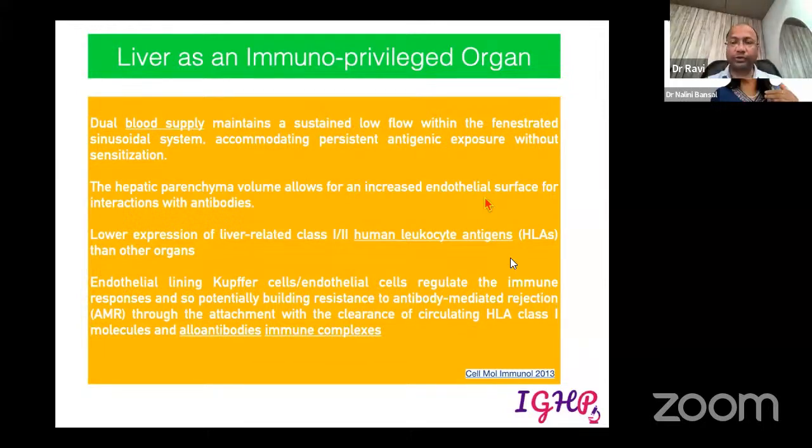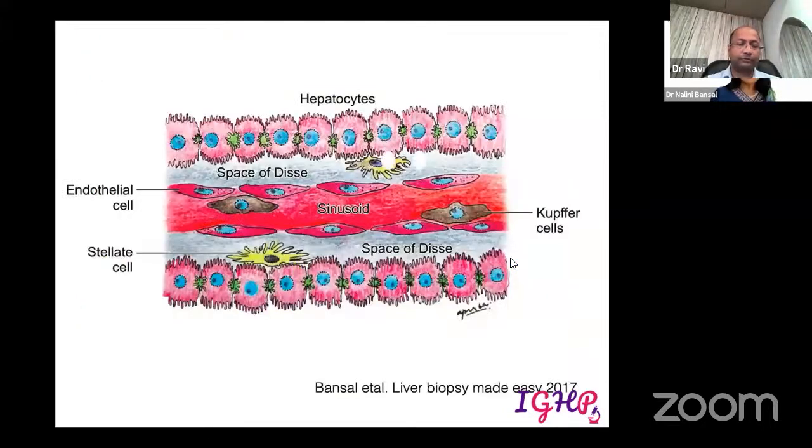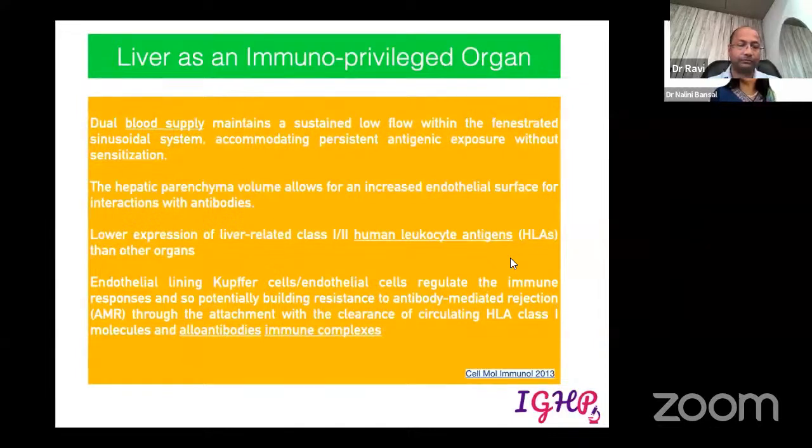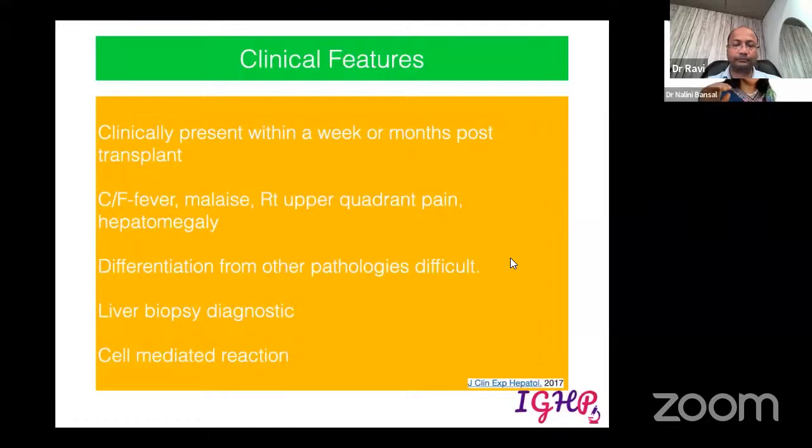So that's why we call the liver an immunoprivileged organ, and that's why we do not see an induction therapy being given for liver transplant, which we usually see for kidney recipients. So now we have understood why the liver is undergoing a T cell rejection.